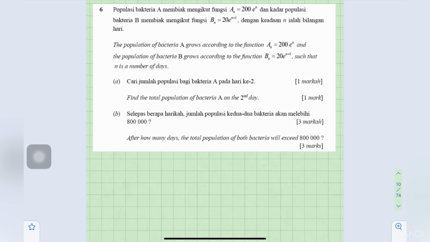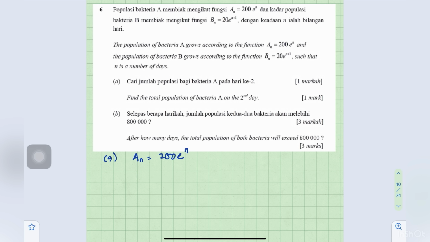Number 6, the population of bacteria A grows according to the function A n equals 200 e power of n, and the population of bacteria B grows according to the function B n equals 20 e power of n plus 1, such that n is the number of days. Okay, so A, find the total population of bacteria A on the second day. So A n equals 200 e power of n.